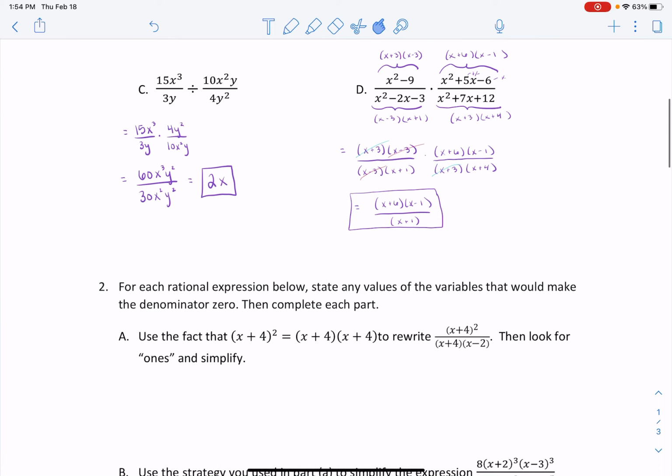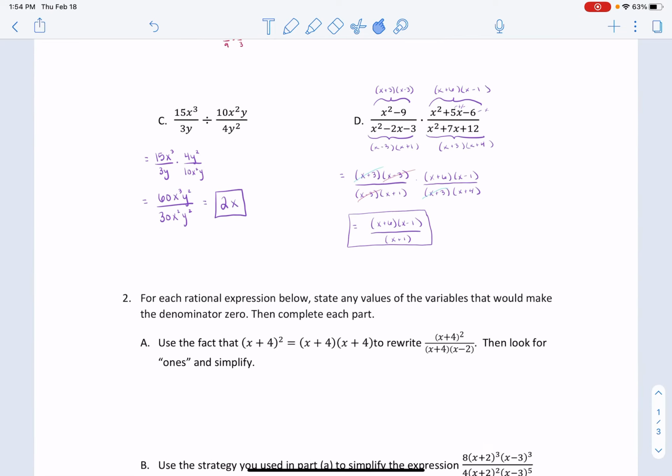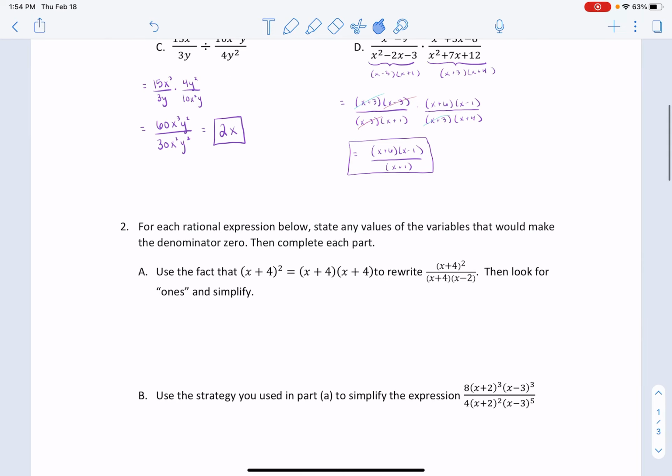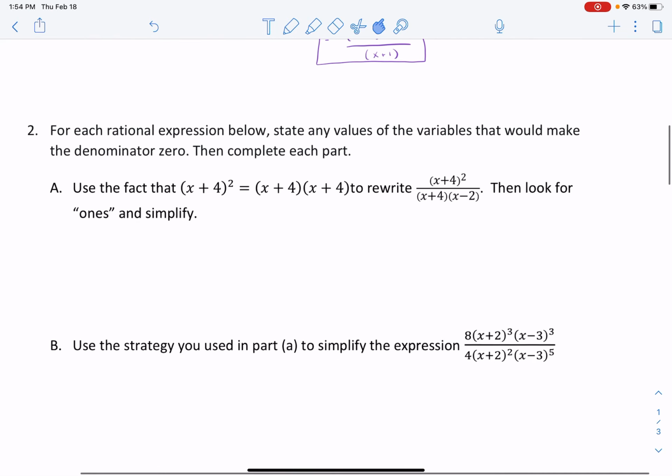Okay, so let's go to the next one. It says, for each rational expression below, state any values of the variables that would make the denominator 0, then complete each part. It says, use the fact that x plus 4 squared is equal to x plus 4 times x plus 4 to rewrite x plus 4 squared over x plus 4 times x minus 2. Then look for the ones and simplify. The ones meaning which ones cancel to be 1.